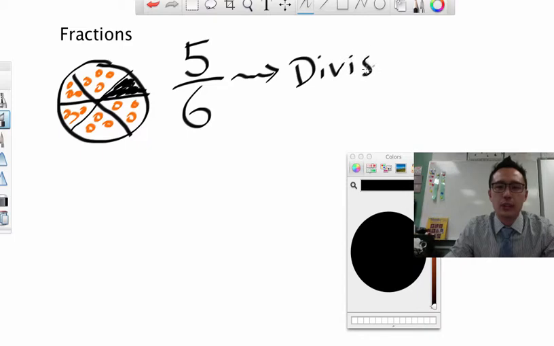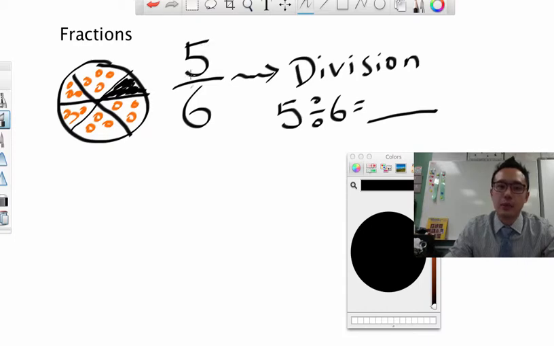If you were to get a calculator and punch in 5 divided by 6, you're going to get a decimal number. And that decimal number is basically the same as 5 over 6, or 5/6 of something. So a good way to think about fractions is really, it's just dividing.